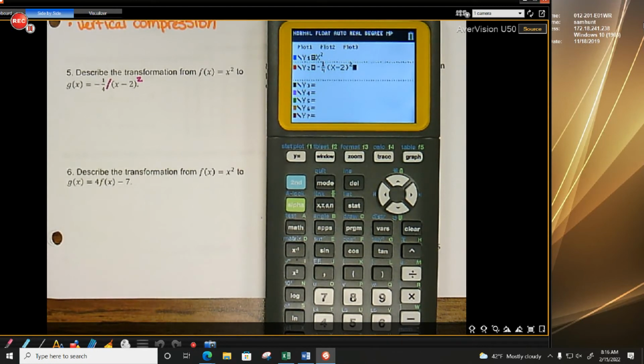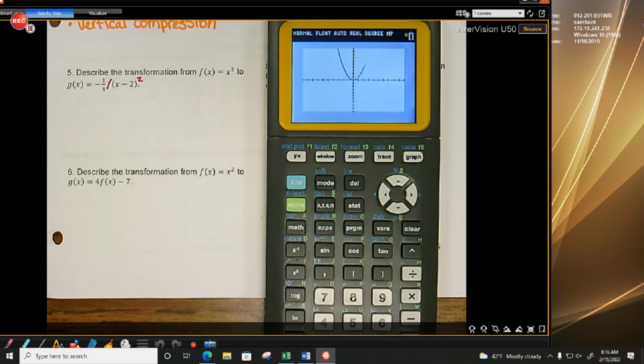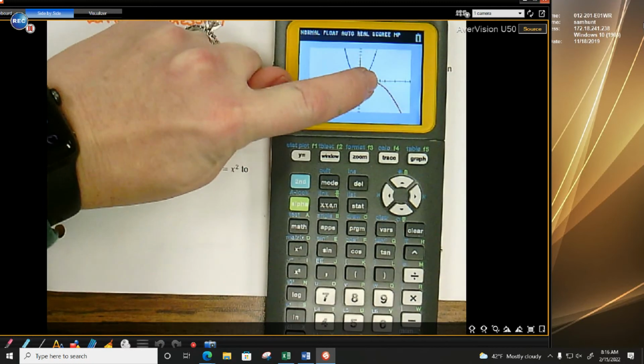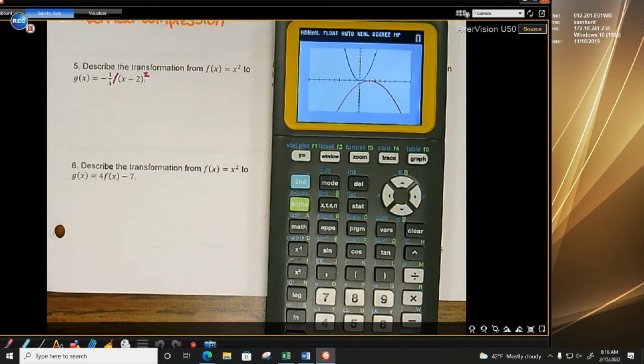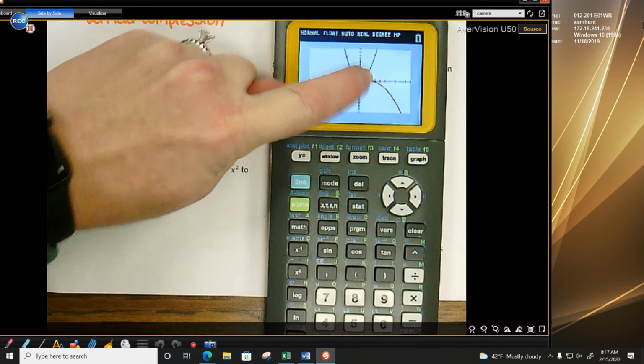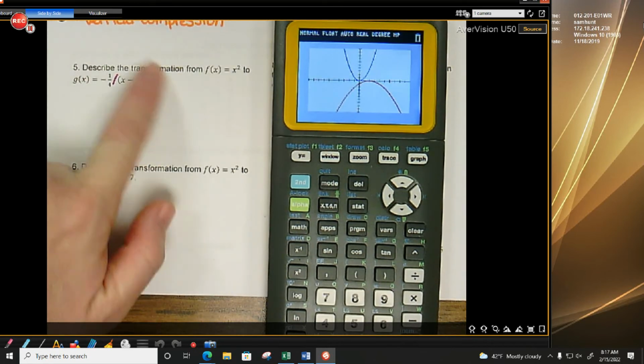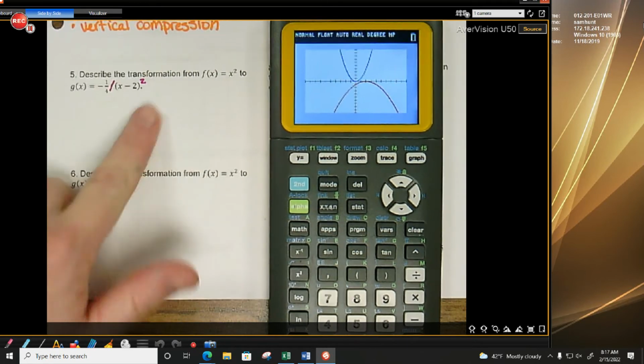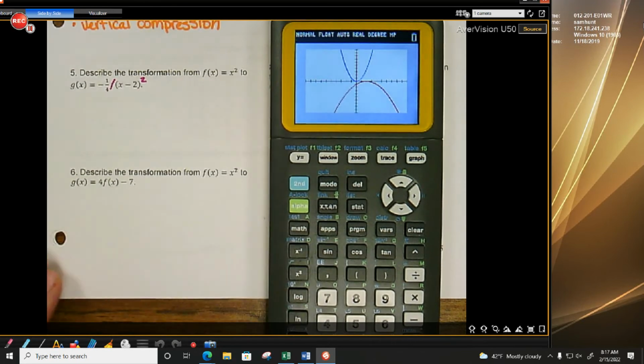So, is my vertex in the same spot? No, so I shifted. From the blue to the red, how did I shift? Which way though? Tell me directions. Right. And how much did I shift to the right? Well, look at your equation. What's the h? 2. That works perfect right there. So shift right how much? 2.